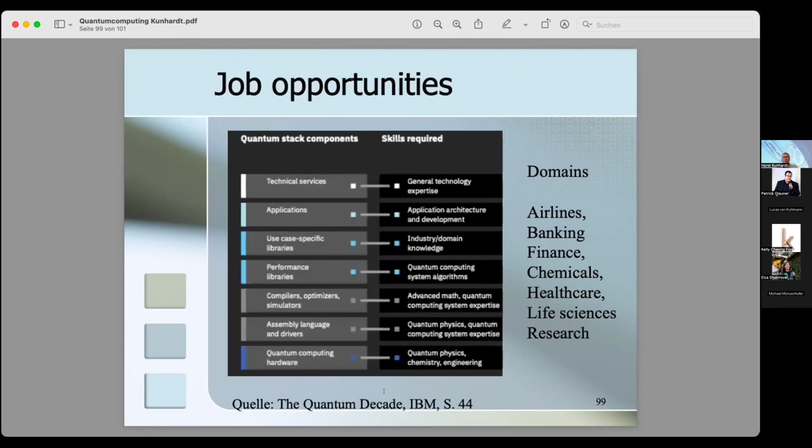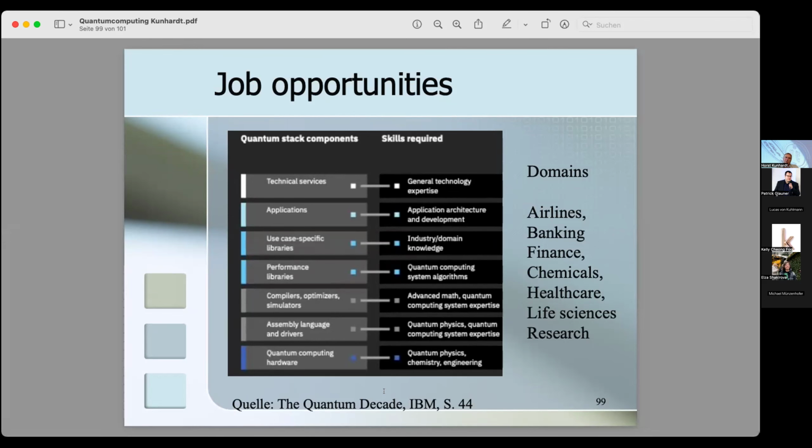So, coming to the end, I want to give you a glimpse of the future of quantum computing: where it is needed, where you need competencies in quantum computing, and why we engage as a university of applied sciences in the field of quantum computing.